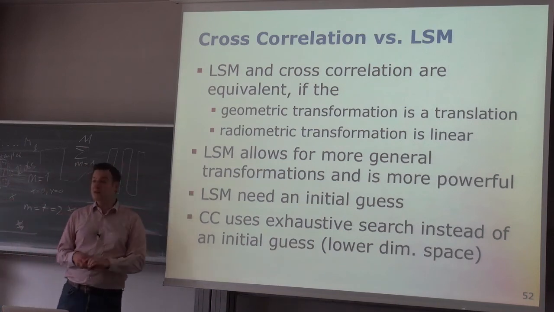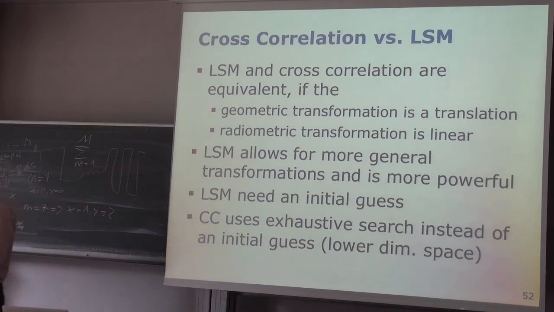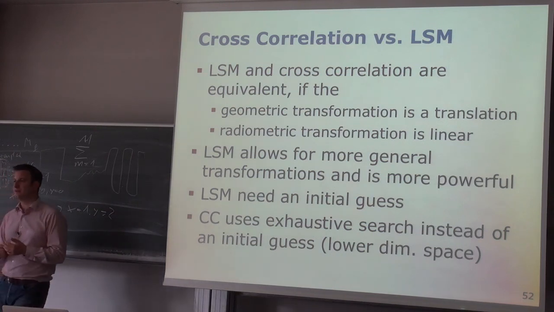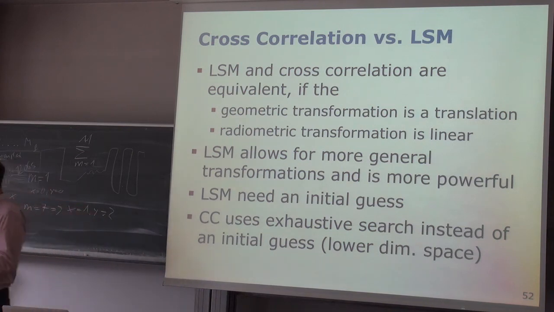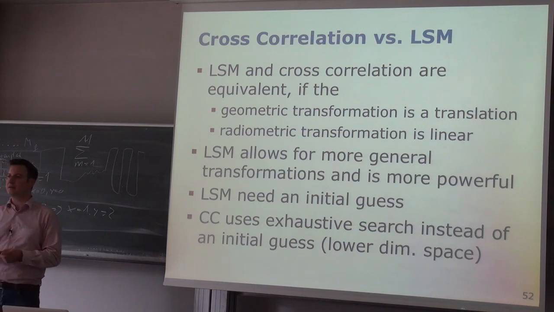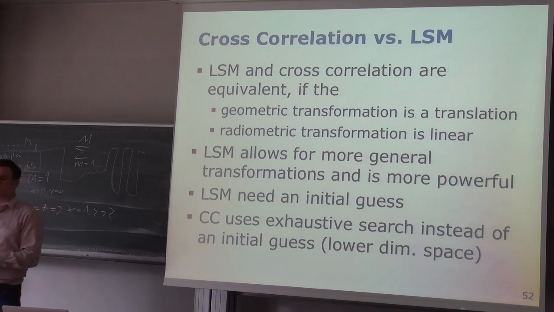However, the least squares matching needs an initial guess, and I need to have some way of starting with an initial guess. If I'm far away from the initial guess, I'm not likely to find the right match. So really, the initial guess matters. The cross-correlation techniques basically solve this issue of finding an initial guess by simply an exhaustive search, simply trying all possible configurations. This works only in low-dimensional spaces, not in high-dimensional spaces. It would be simply too many combinations that one actually would need to try.